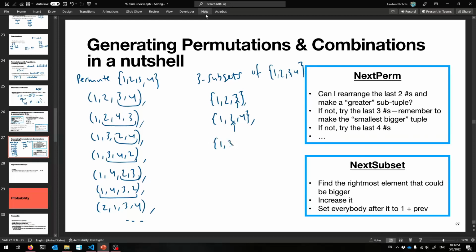So the next one is 1, 3, and then set everybody after it to 1 plus the previous element. So the next element comes after this, better be 1 plus the previous, so it's 4. That's the next subset. Okay? And then we try again.